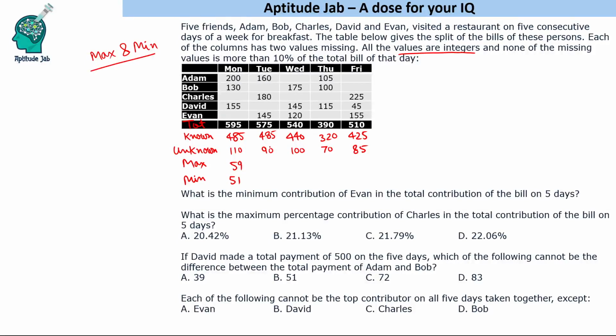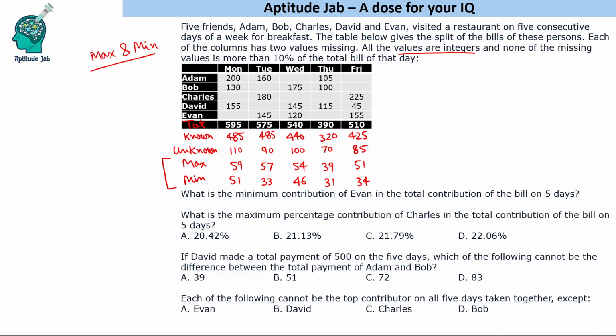Okay, now 575, maximum can be 57, minimum will be 33. 100, 540, maximum can be 46, 54, and this you subtract, we get 46. Maximum can be 39, 10%, and this will be 31. Maximum can be 51, and this will be 34. Okay, so that's how we get the maximum and minimum. So this is what we need to find in order to solve the questions.